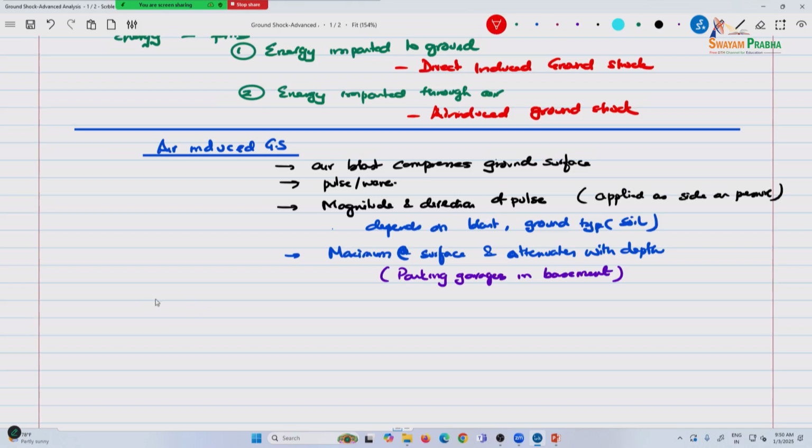Then if you look now at the direct induced ground shock, here you have what we call in seismic direct ground motion being induced.